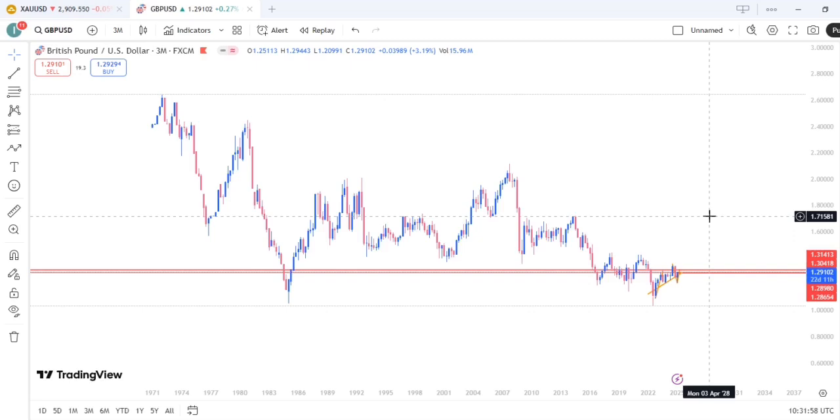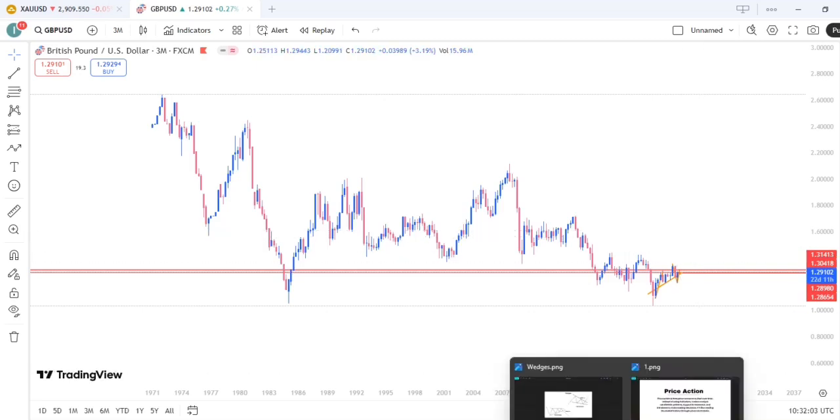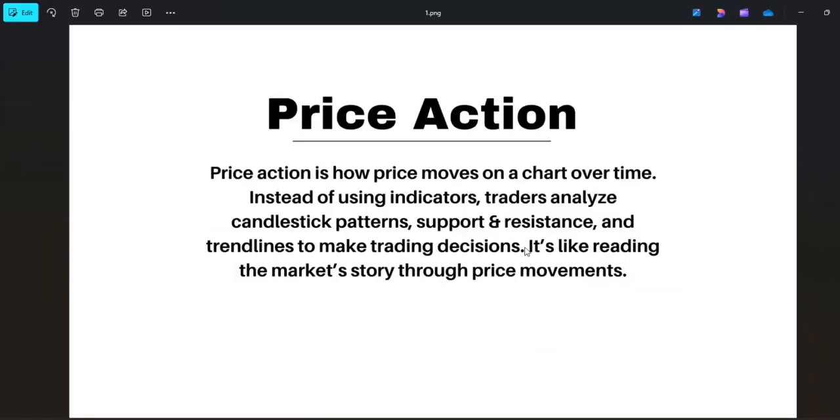In this video, we'll be dealing with price action analysis. So what is price action? Price action is how price moves on a chart over time. Now, instead of using indicators like moving average, we'll be using candlestick patterns, support and resistance, and trend lines to make our trading decisions in this video. It is like reading the market story through price movements.